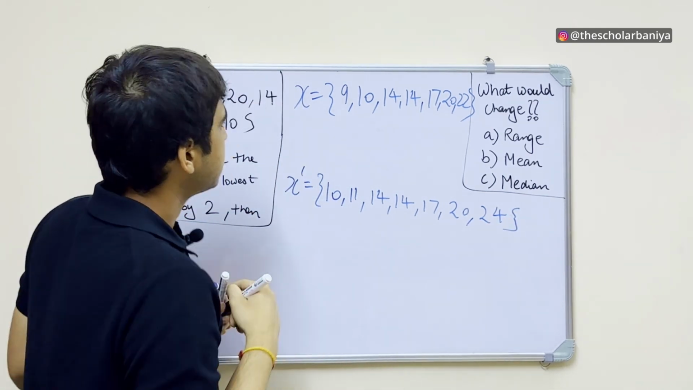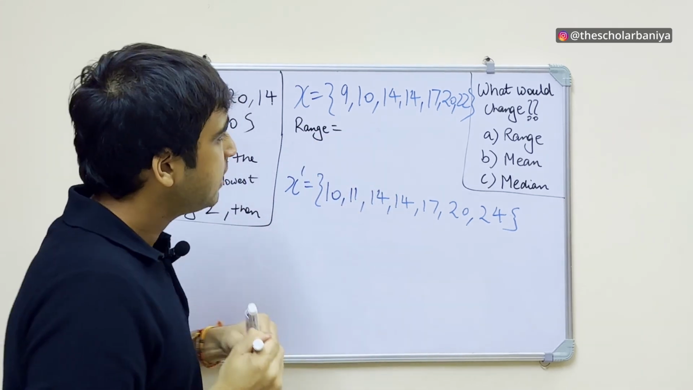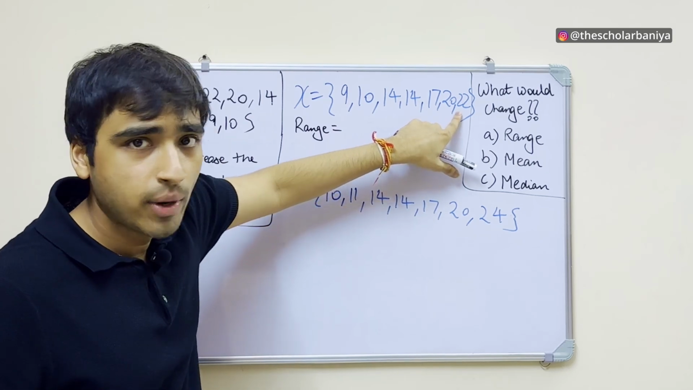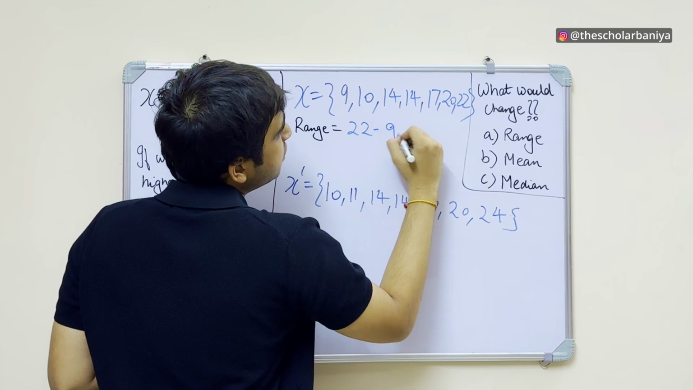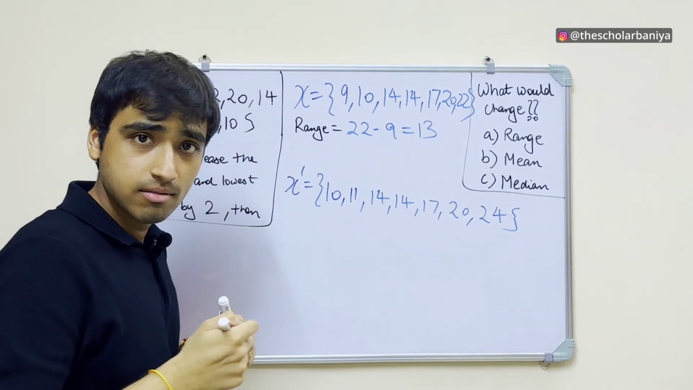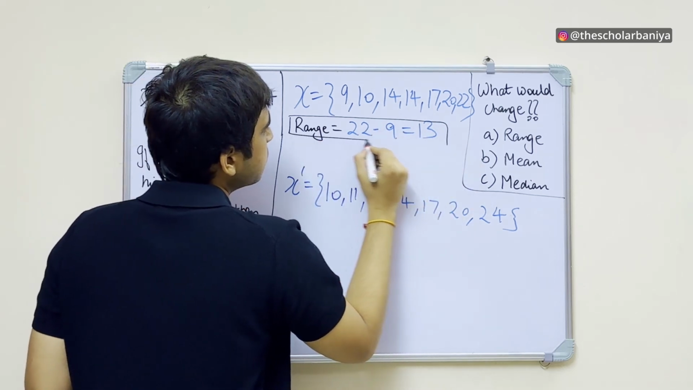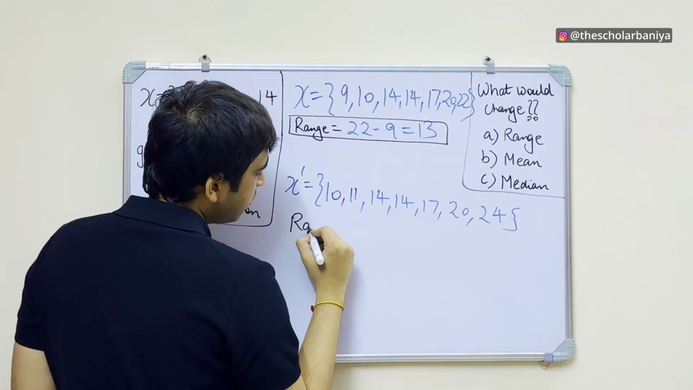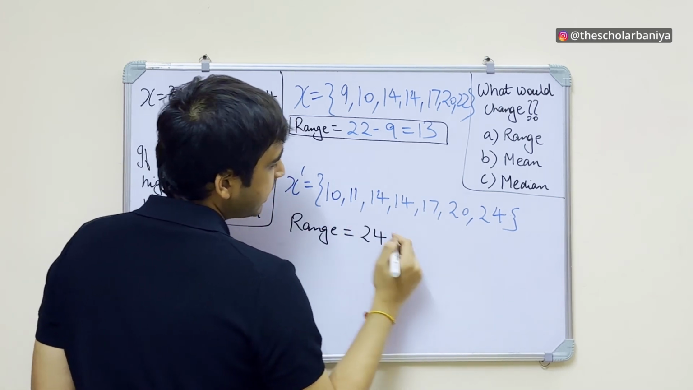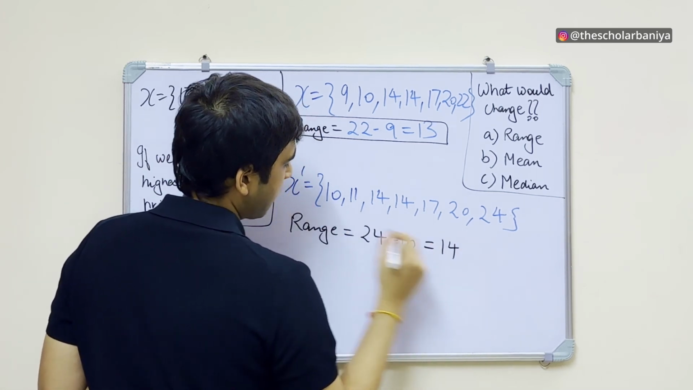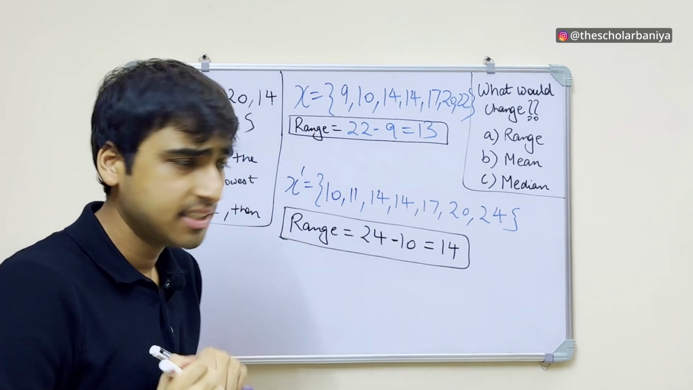Now tell me this thing. In this, what will be the range? The range will be highest minus lowest. So highest is 22, lowest is 9, right? So 22 minus 9, which is how much? 13, right? This is the range. In this case, the range will be how much? Highest minus lowest. So highest is 24, and lowest is 10. So the range is 14, right? I hope this is clear.